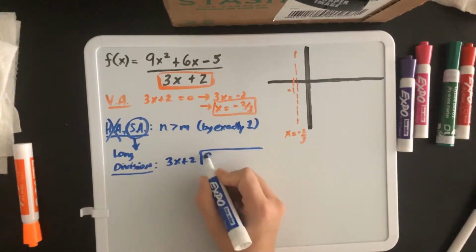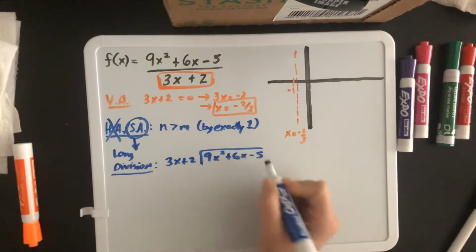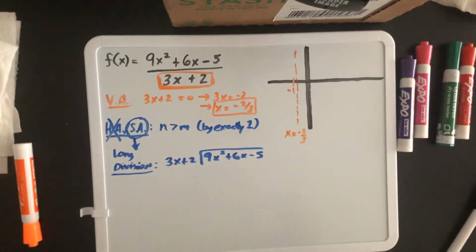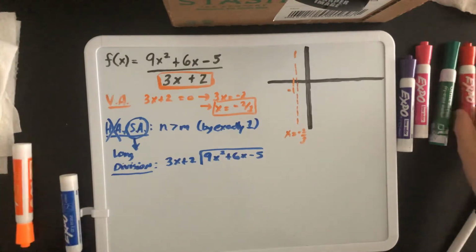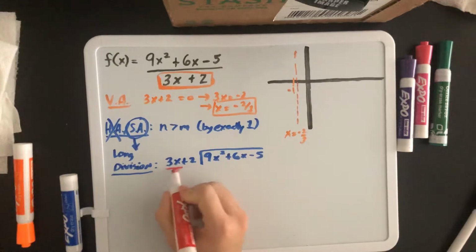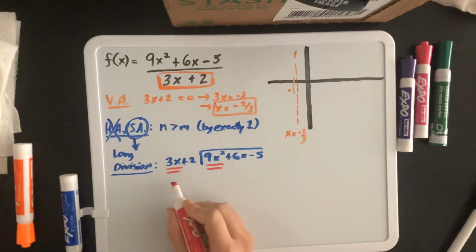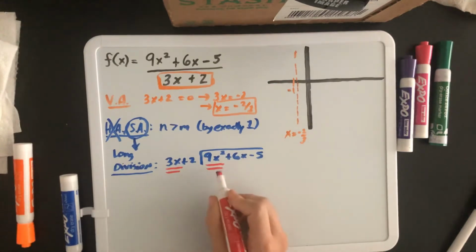Okay, so to do that, we take our denominator of 3x plus 2, and we divide it into our numerator 9x squared plus 6x minus 5. And we're careful that when we do this long division, we are going to ignore our remainder, and we'll talk about why that is in a moment. So to do long division of polynomials, just a quick review, we look at the leading term, and we say this leading term, 3x, times what gives me this leading term, 9x squared. 3x times 3x, good job.